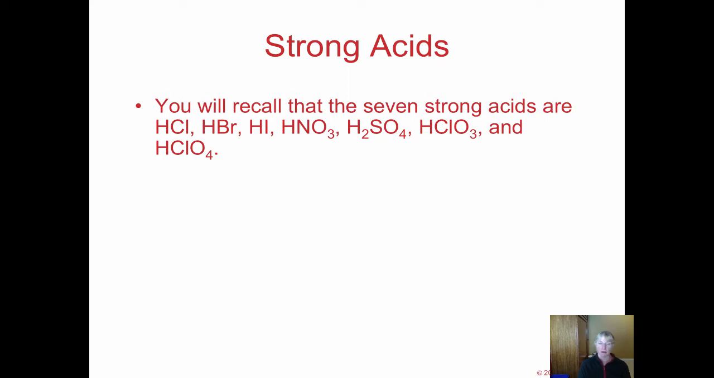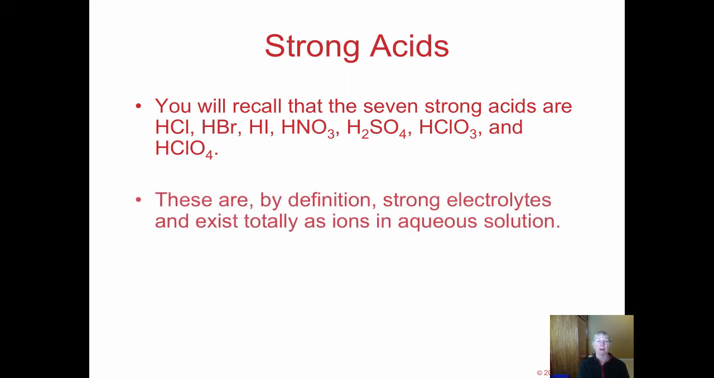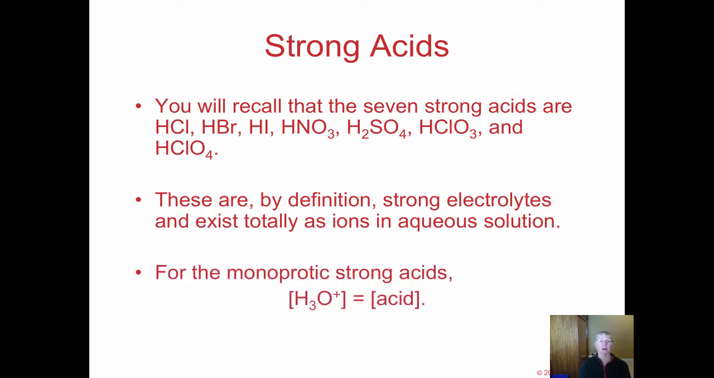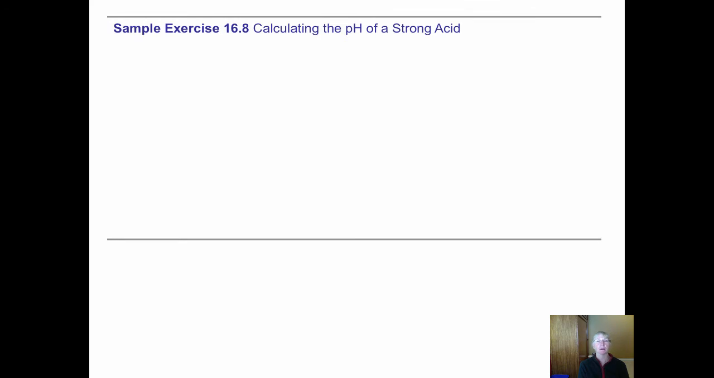So these 7 strong acids are by definition 100% ionized in water. They exist totally as ions. And for the monoprotic strong acids, that is the HCl, HBr, just one hydrogen, the concentration of the hydronium or hydrogen ion is the same as the concentration of the acid. So the problems that you do with pH of strong acids are dead simple.